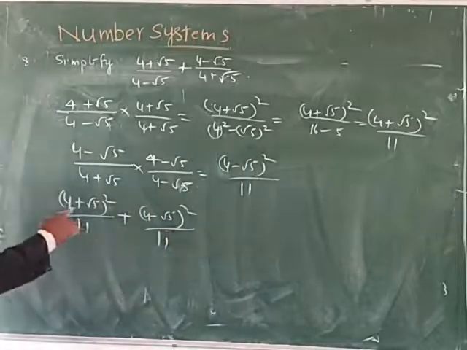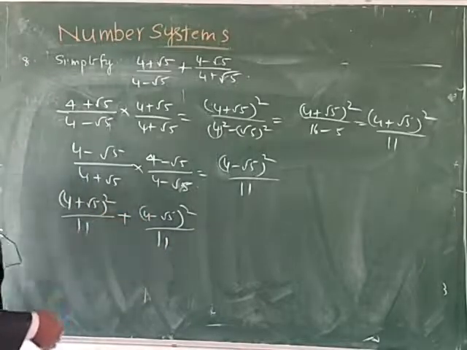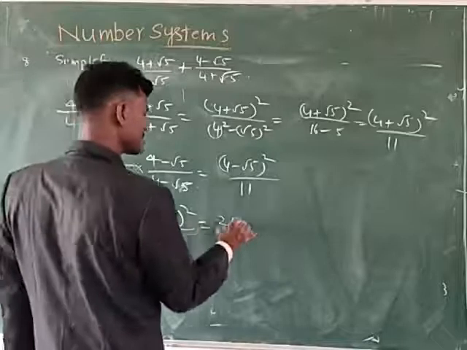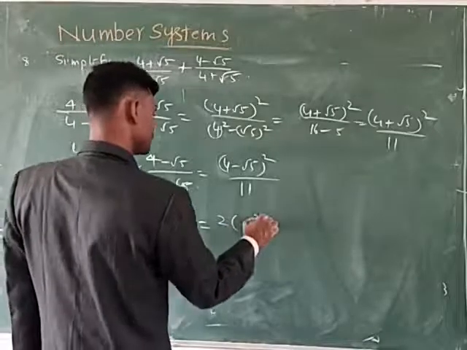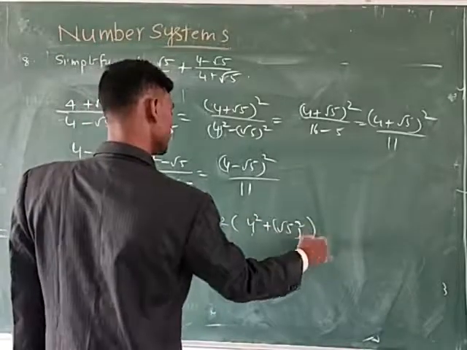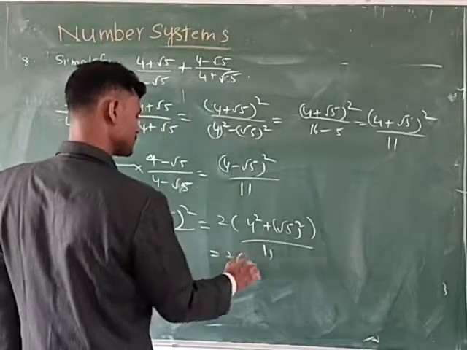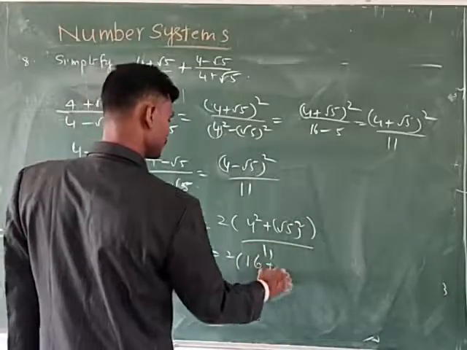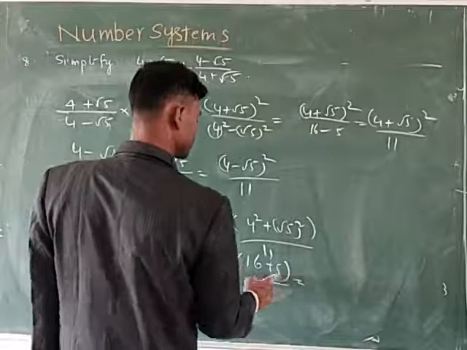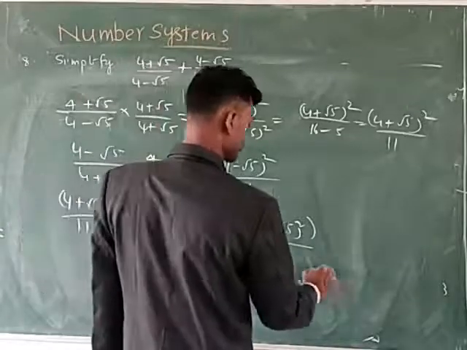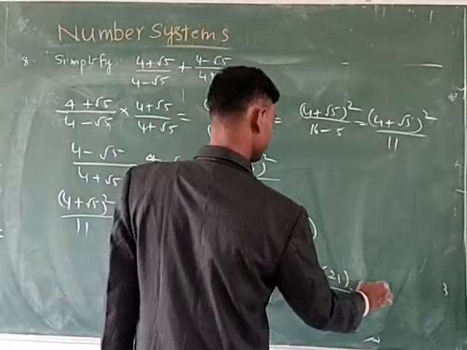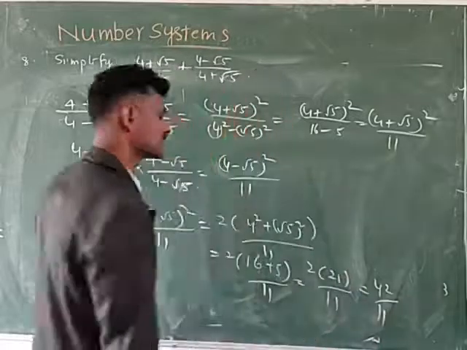Already I just explained the (a + b) whole square plus (a − b) whole square formula. Here 2 times (a square plus b square) by 11. Here this is 2 times (16 plus 5) by 11. Here 16 plus 5 is 21. 2 times 21 by 11 is equal to 42 by 11. Both give the same answer.